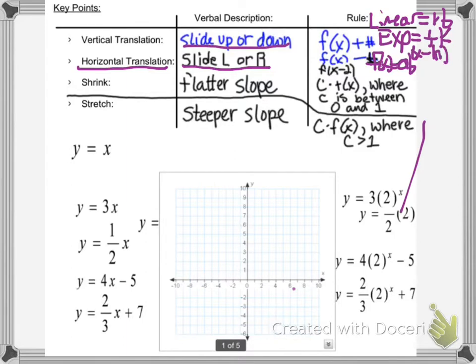And we know that h tells us to go left or right, and we know it's opposite. So for example, if it's x minus 3, we know we're going to go right 3. If it's x plus 3, we're going to go left 3, because it does the opposite with the negative sign.